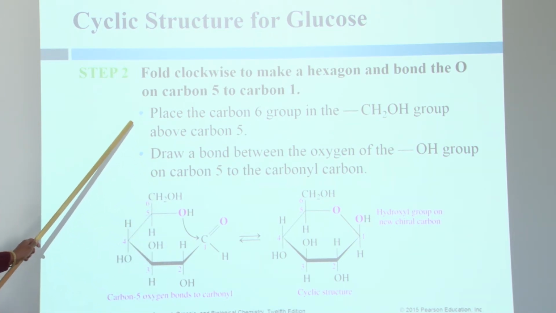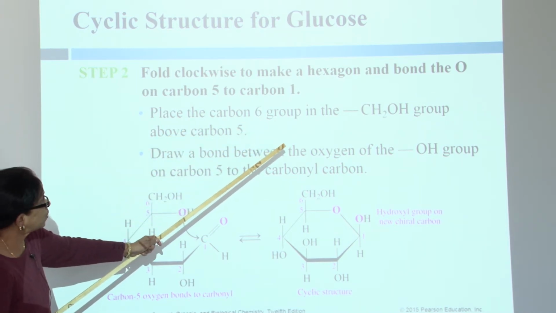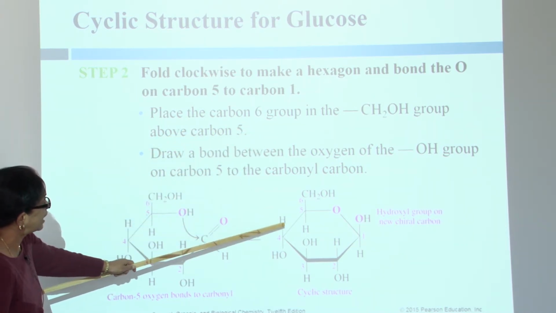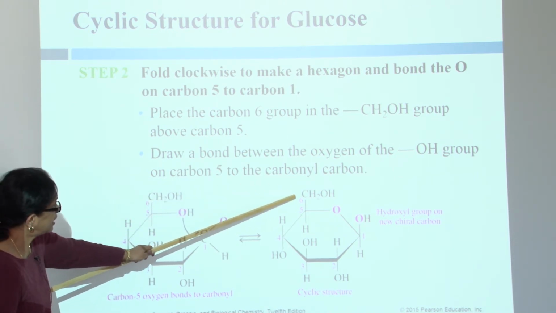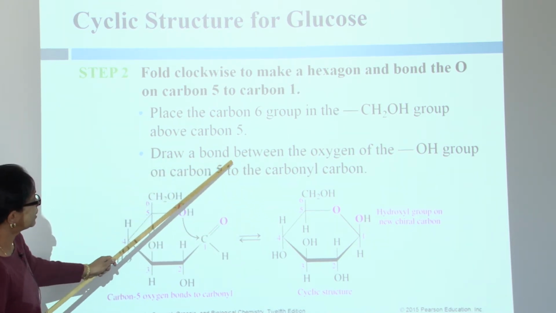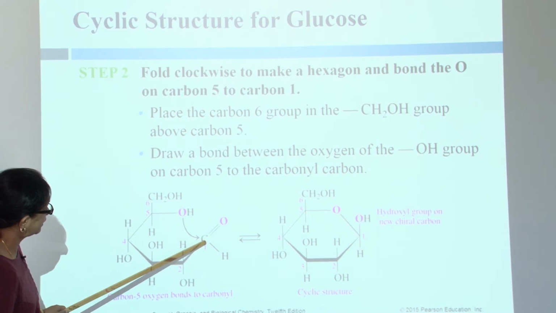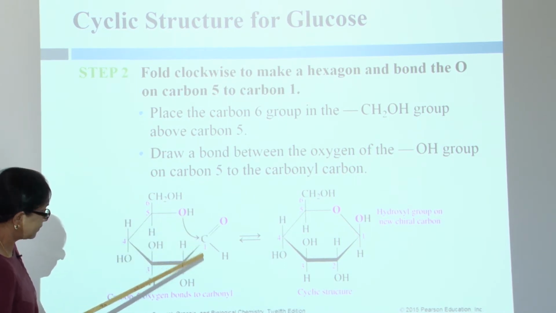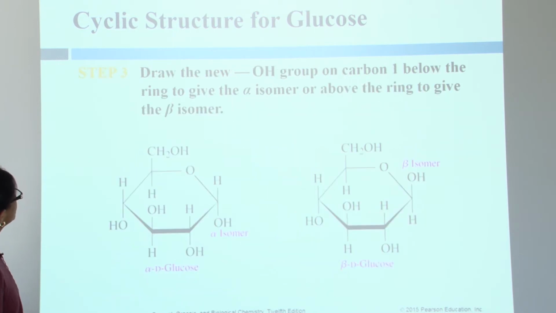Now again, place the carbon 6 in the CH2OH group above carbon 5. So now carbon 6 is here. Draw a bond between the oxygen of the hydroxyl in carbon 5 to the carbon in the carbonyl group. So this is how we set up a Haworth structure.